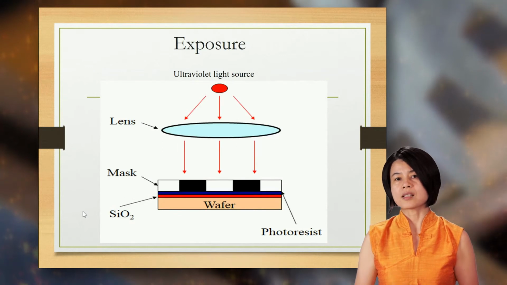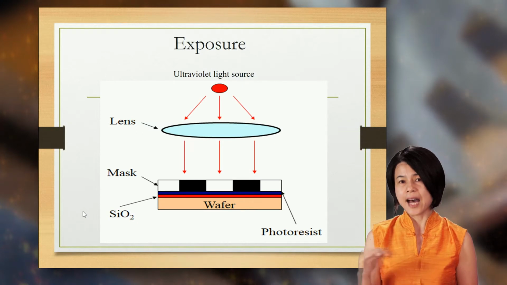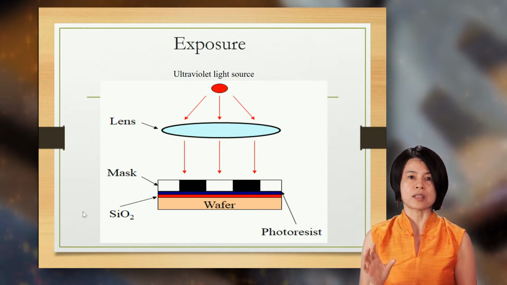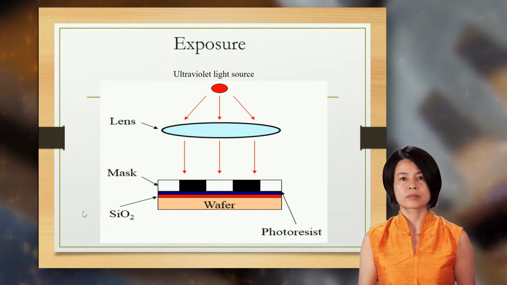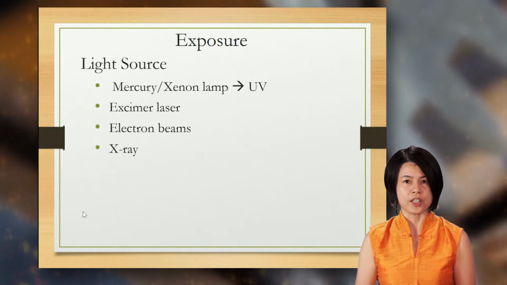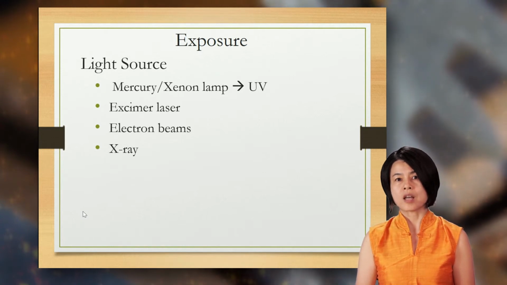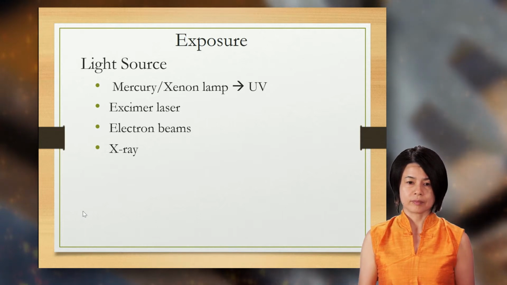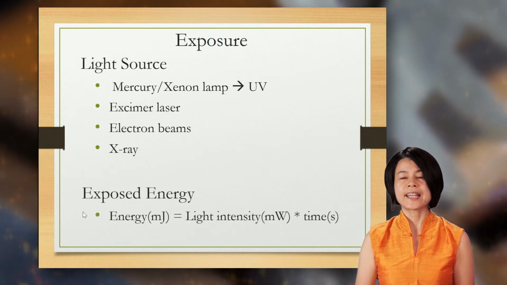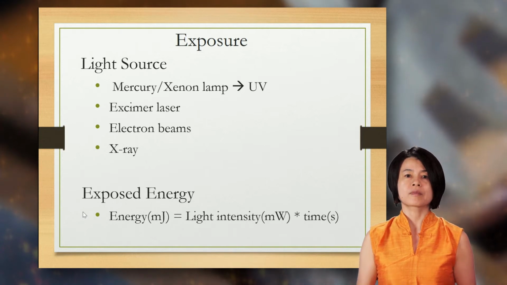Again, the whole process is demonstrated in this figure. When the mask is aligned well on top of the photoresist, an ultraviolet light source can transfer the mask pattern onto the photoresist. The light source for the exposure could be a mercury or xenon lamp, excimer laser, electron beams, or X-ray. The energy of exposure is crucial and can be calculated by light intensity multiplied by the exposure time.